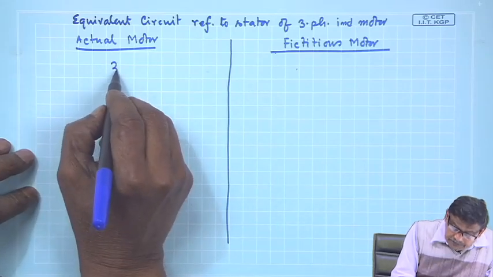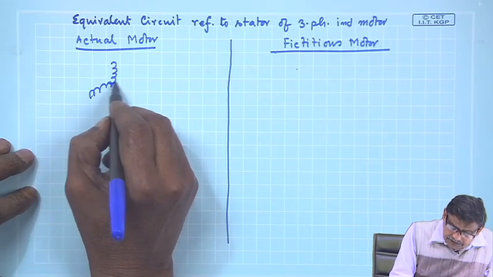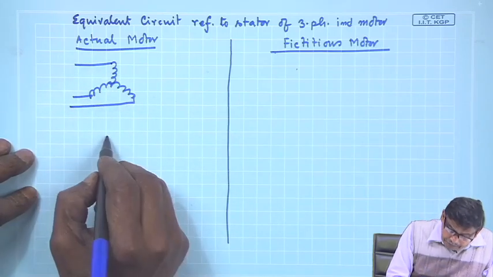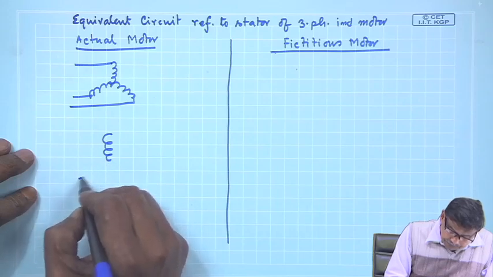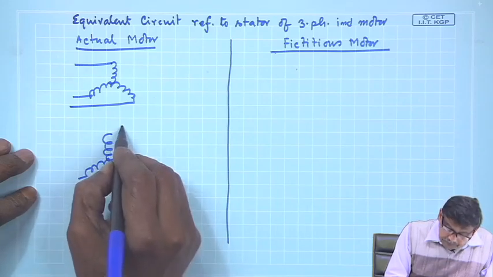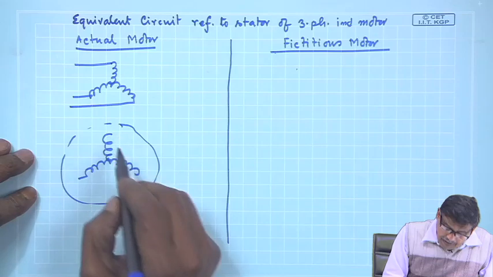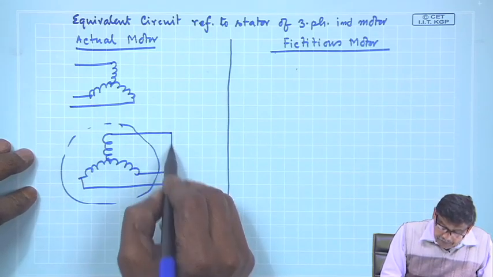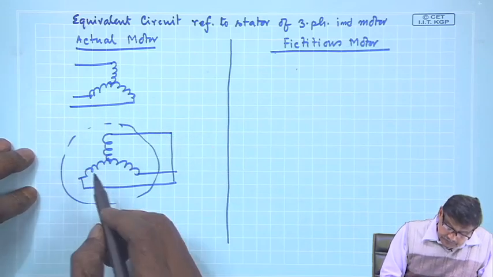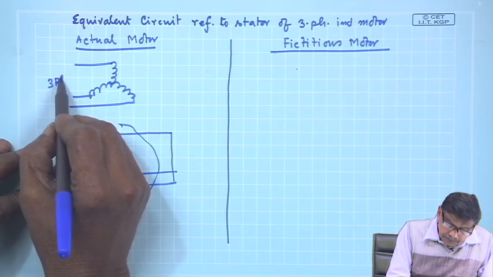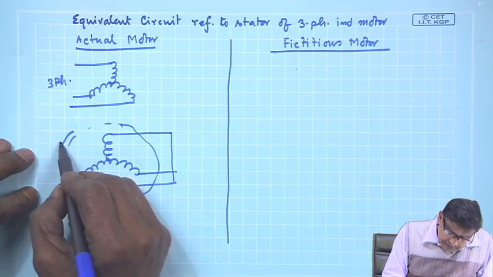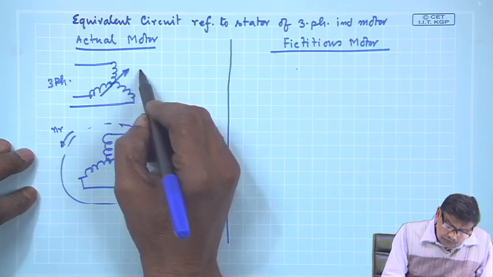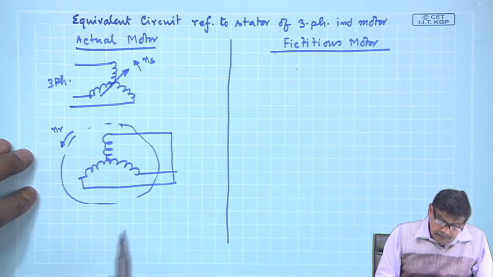What was the thing? This was my primary, suppose it is star connected. I am not drawing R, Y, B, all these things. This is there, and here is your rotor, and all these are shorted. Here you have energized with 3-phase supply, and the machine is running with a speed NR, and your fields are moving with speed NS.